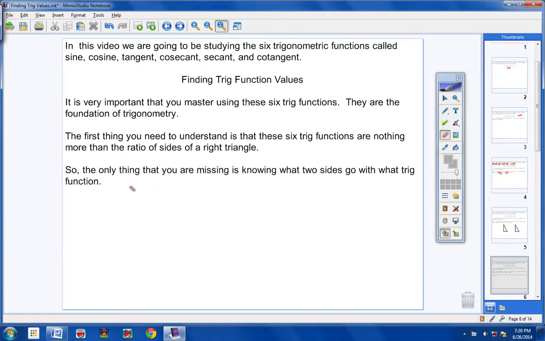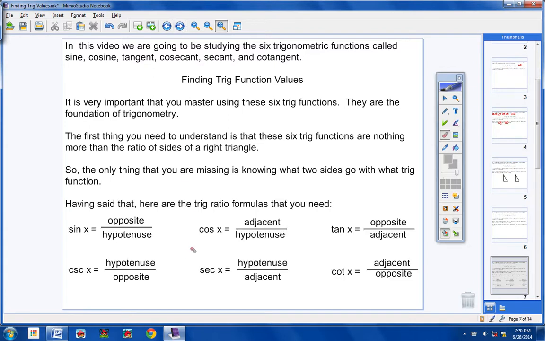Now, having said all of that, the only thing you're missing is knowing what two sides go with what trig function. That's all that you're missing. What two sides go with sine? What two sides of a right triangle go with cosine? What two sides go with tangent, etc., etc. And so here we go. Please copy all of this down in your notes. Having said that, here are the trig ratio formulas that you need.